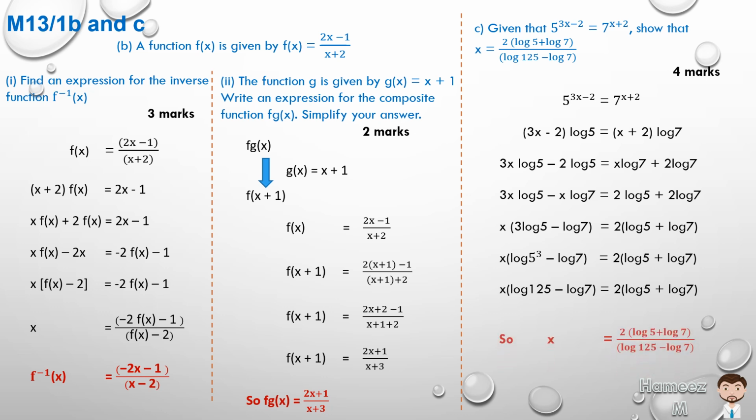So x is equal to 2 log 5 plus log 7, and let's carry that across. It will be in the denominator, log 125 minus log 7. And we have shown the proof. So we can draw our little rectangle there, or write QED to represent such.